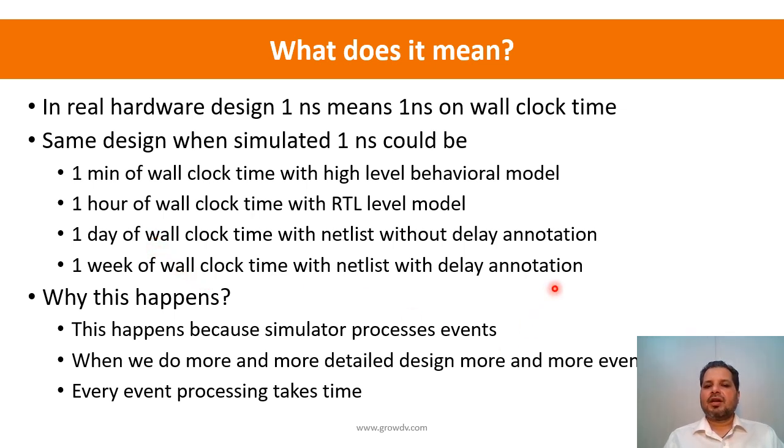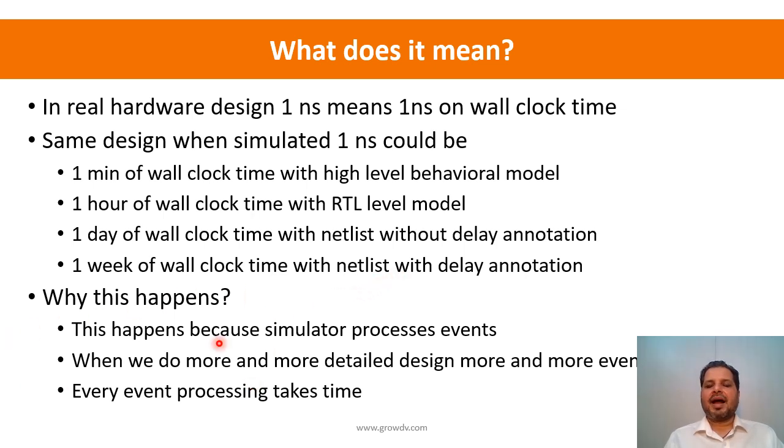And then, same thing, now I took a netlist and I actually did the place and route, and then I annotated all the delays. Then the same design might take 1 week of wall clock time to do the same 1 nanosecond simulation. So now, as you can see, with the level of detail, the last stage is very close to actual implementation, right? We have the real gates and flops, we did the place and route. So the last stage has become more accurate.